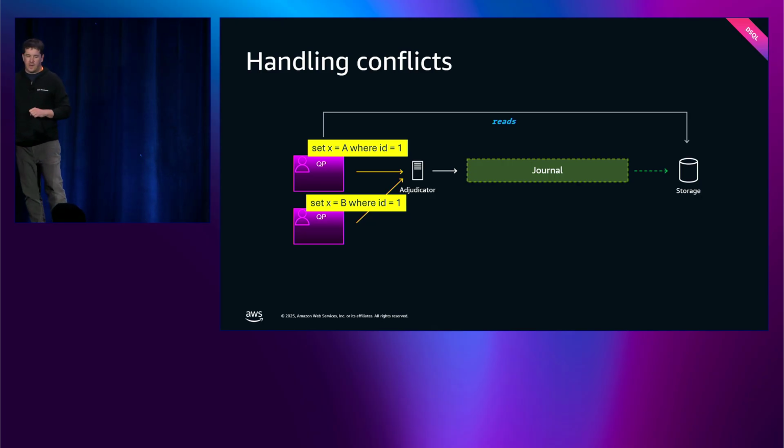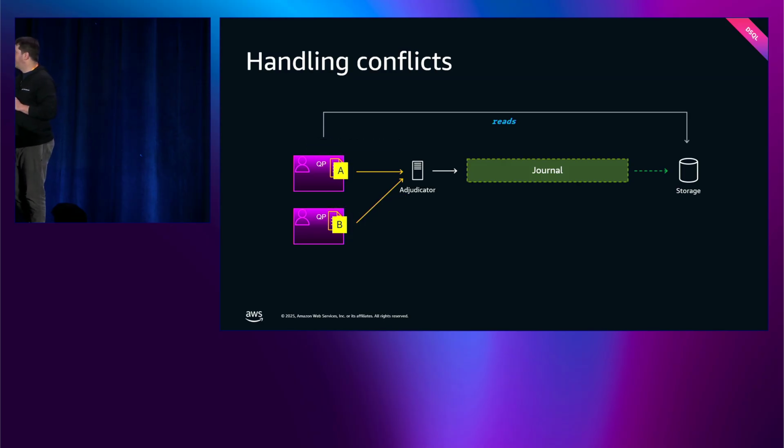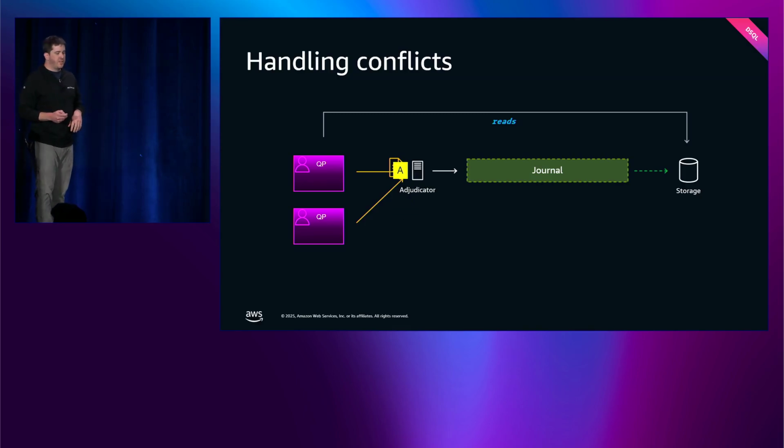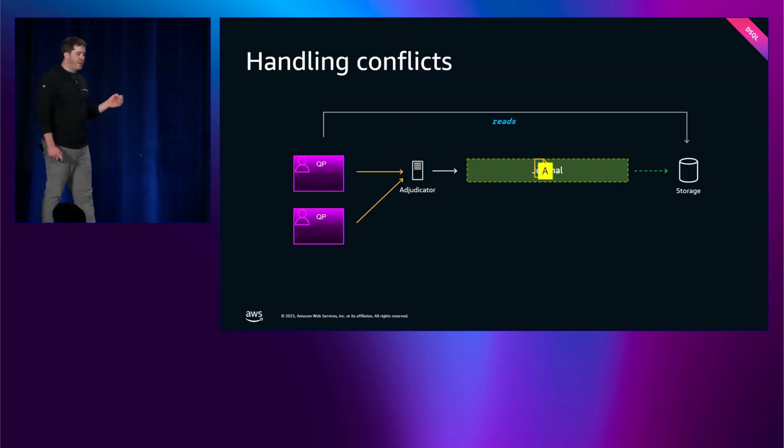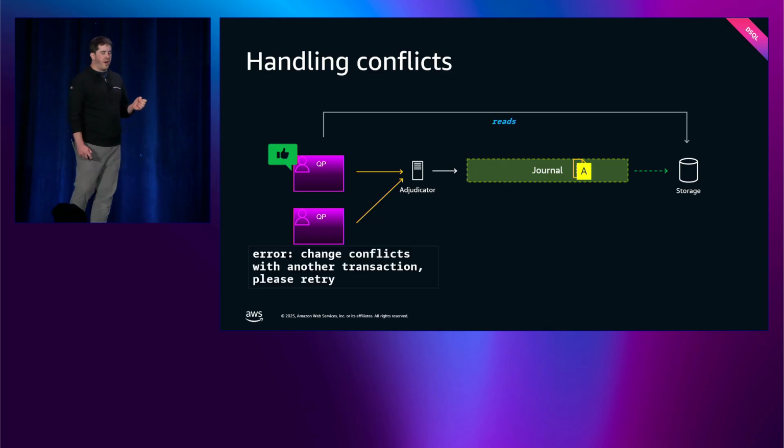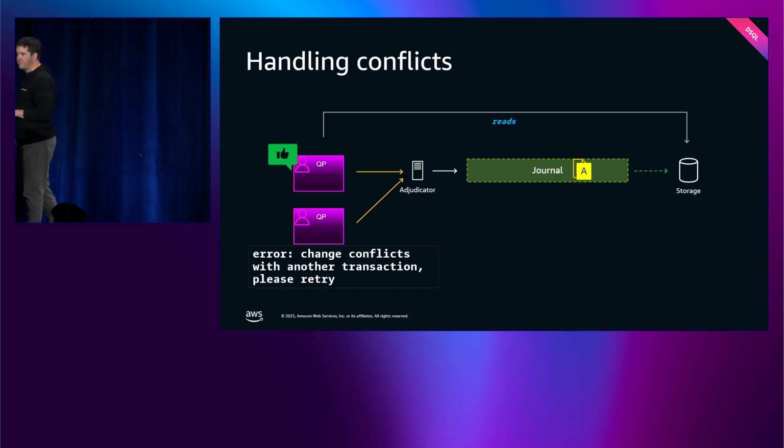Here we have 2 clients that are trying to update the same row, where ID equals 1, to a different value. It doesn't actually matter what the value is, but they're going to prepare their transactions, and they're going to race to the adjudicator. It turns out the transaction on the top gets there first. The adjudicator is going to record that transaction in the journal, and our other client is going to be given a Postgres serialization failure error, and it's going to be told to retry.